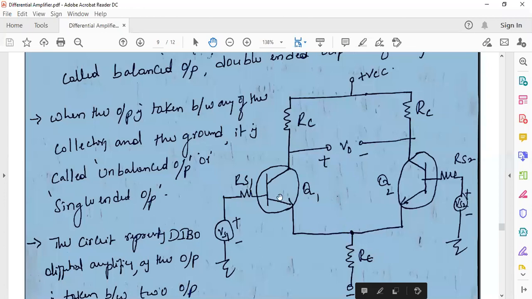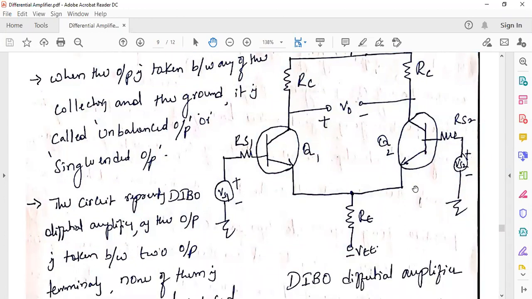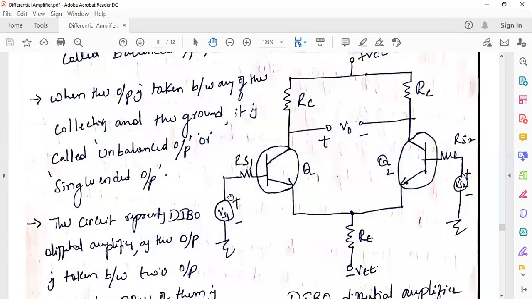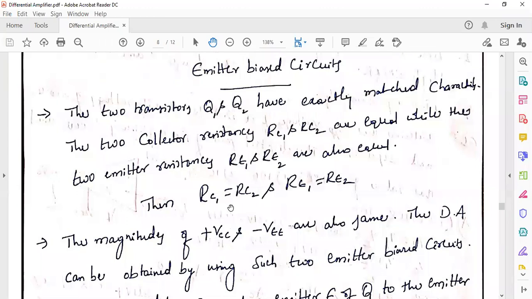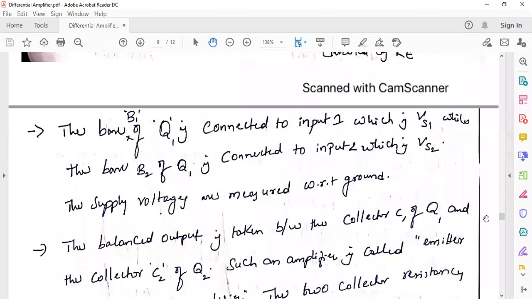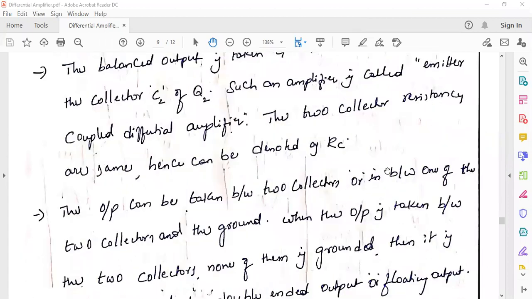So here these two emitters, the emitter of transistor 1 is connected to the emitter of transistor 2. That's why it is also called an emitter coupled differential amplifier. Such an amplifier is called an emitter coupled differential amplifier.